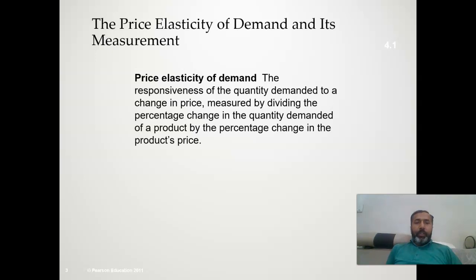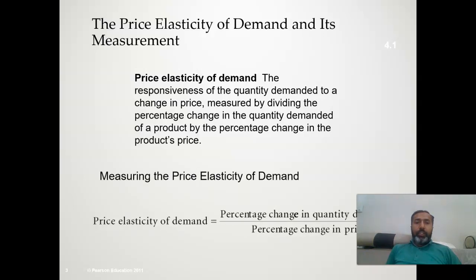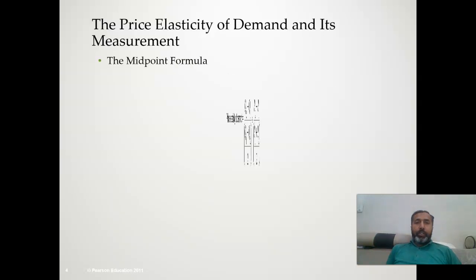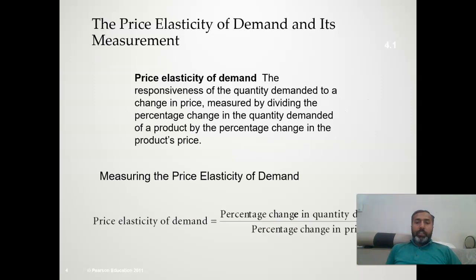In price elasticity of demand, we have two variables. One is price and the second is the demand. So we measure the response of change in demand due to change in price. So formally speaking, PED is the responsiveness of quantity demanded to a change in price, measured by dividing the percentage change in quantity demanded by the percentage change in price. So the numerator of price elasticity of demand is percentage change in quantity demanded and the denominator is percentage change in price.